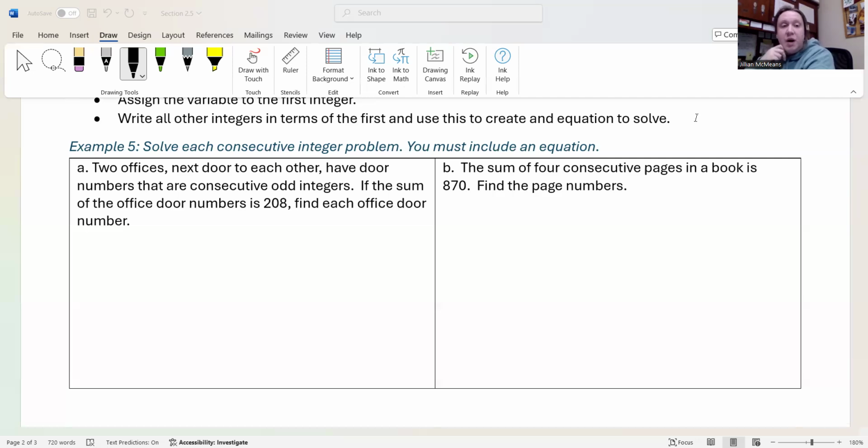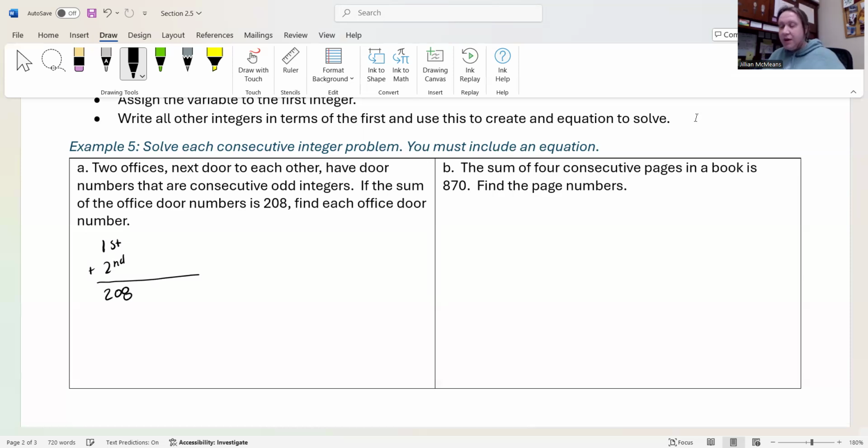Part A says 2 office doors next to each other have door numbers that are consecutive odd integers. If the sum of the office door numbers is 208, find each office door number. This is how I do this. When I'm dealing with consecutive integers, I always label them first, second, third, fourth, fifth, whatever. So I've got my first integer, which is going to be the first door number. If I add it to my second integer, the second door number, they have to have a sum of 208.